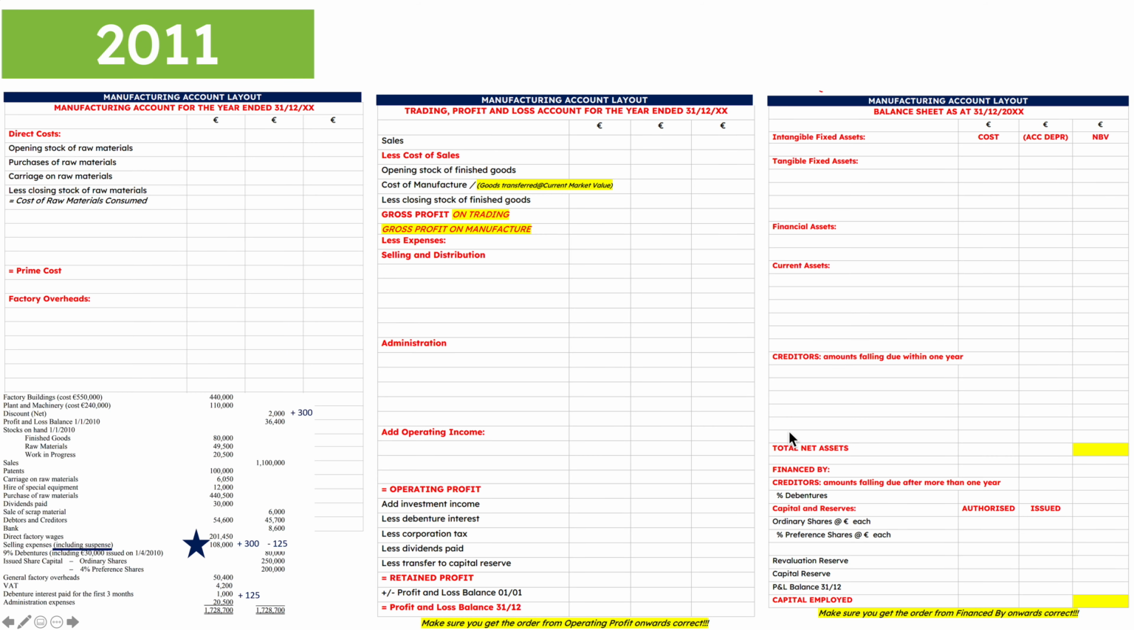Then I'll just slot all the info into my accounts. So I have discount received here, 2,000 plus 300. In my selling expenses in my TPL, I have 108 plus 300 minus 125. And then in my debenture interest due over here, I have the amount for the year minus my correct amount of debenture interest I have paid, which is 1125.